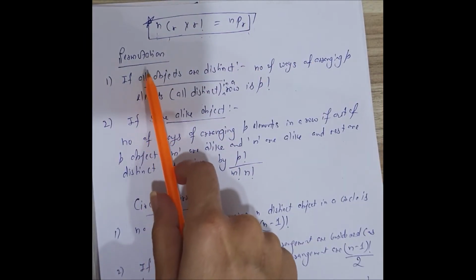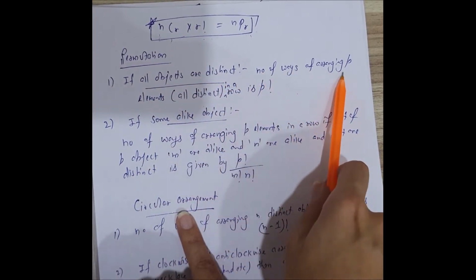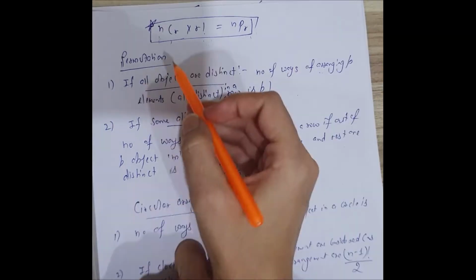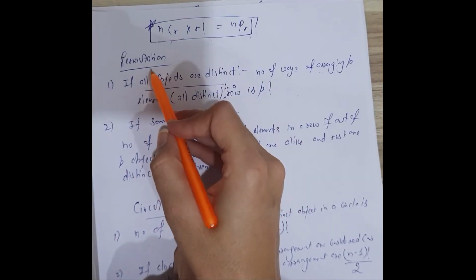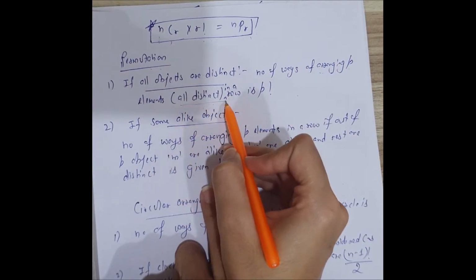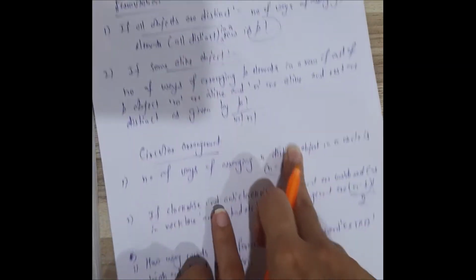Now, where do we use permutation? If all the objects are distinct, the number of ways of arranging p distinct elements in a row is p factorial. As I told you, we use permutation where we have to arrange something. If all the objects are distinct, then we use p factorial. Now this point we will study with the help of examples.